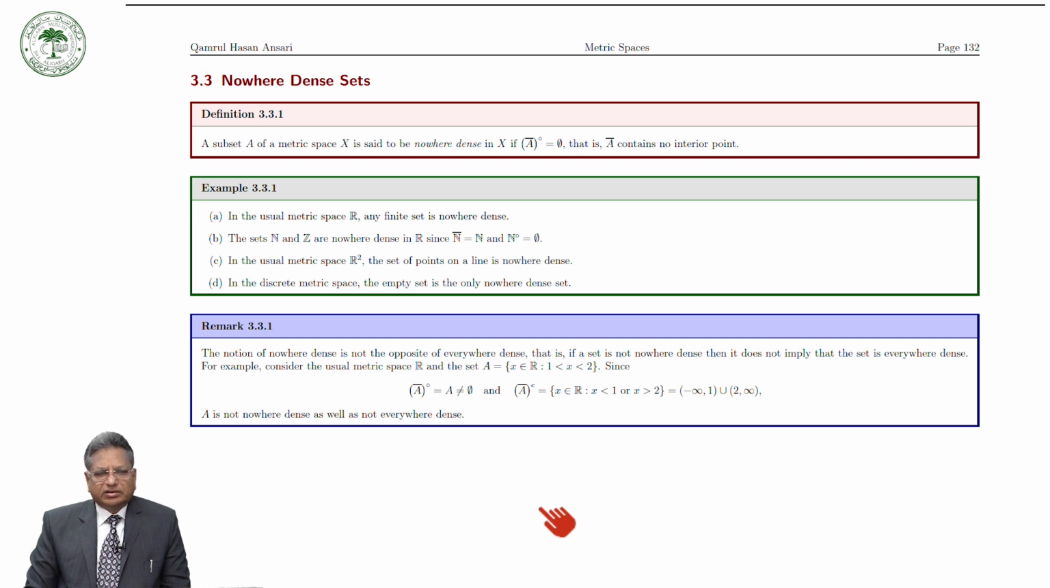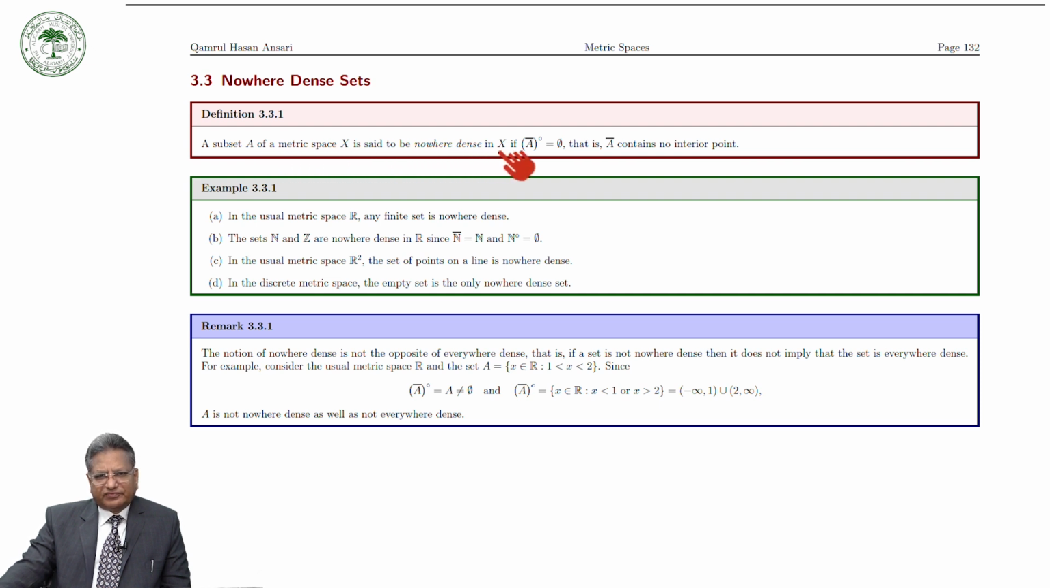So the first question is whether the everywhere dense set is the opposite of nowhere dense set. So if a set A is not everywhere dense, then is it nowhere dense? No, it is not the case. Basically, there is no relation between everywhere dense set and nowhere dense set, or you can say there is no relation between dense set and nowhere dense set. But under what condition can we have some kind of relation? We will see later.